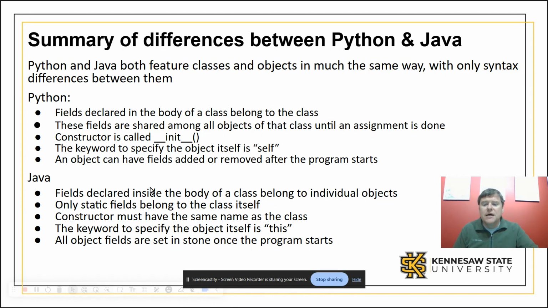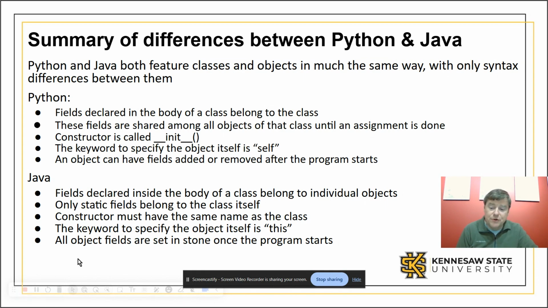All right. These fields are shared amongst all objects of the class until an assignment is done, whereas here only static fields belong to the class itself. Something we're going to talk about in the next presentation, static. Okay, constructors are called underscore underscore init when you're in Python. The constructor has to be called the same name as the class name in Java. The keyword to specify the object itself is self, whereas in Java it's this.